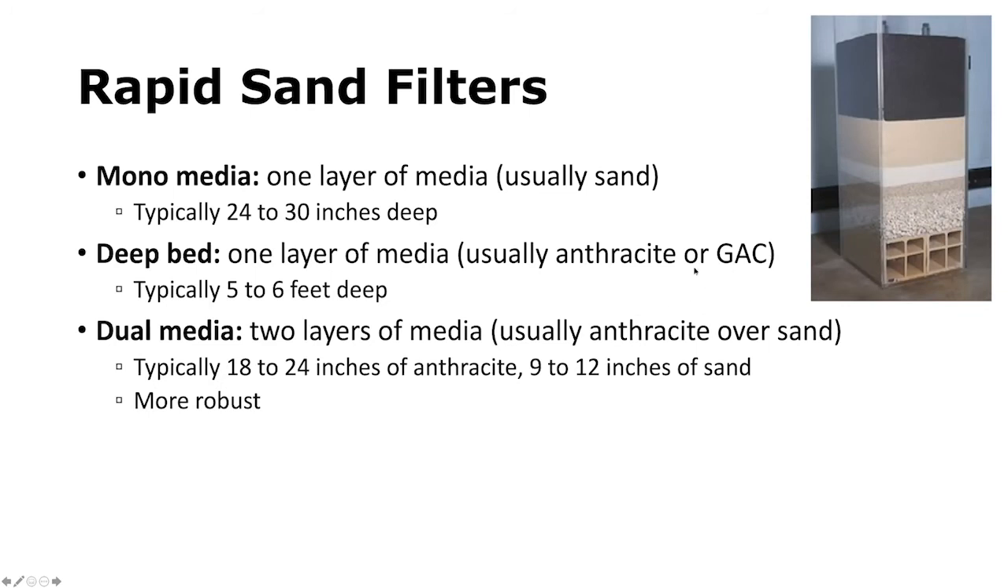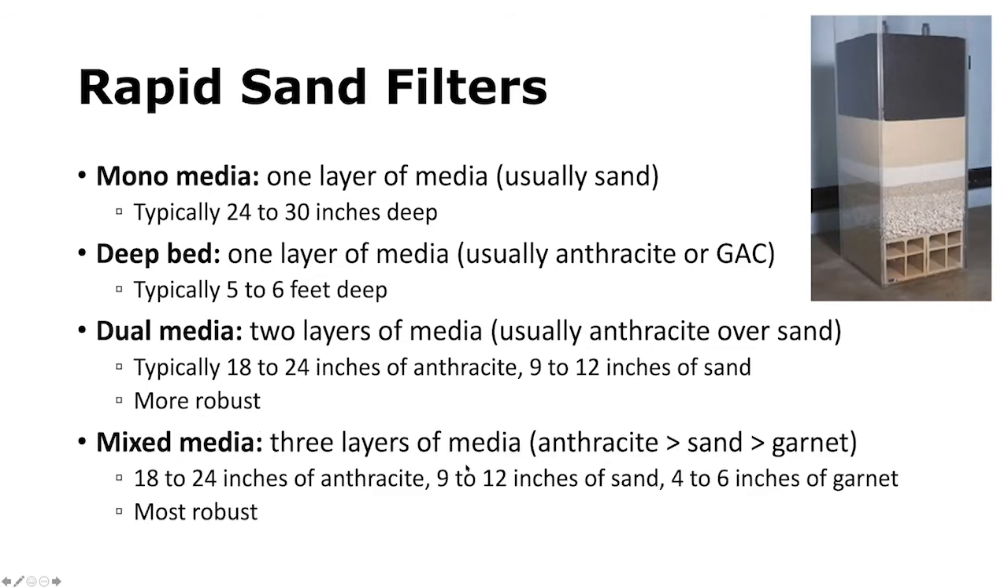Dual media filters use two different layers of media, which is usually anthracite over a layer of sand. They have dimensions that are typically 18 to 24 inches for anthracite, 9 to 12 inches for sand. These filters are more robust than the monomedia or deep bed filters. And then mixed media filters utilize typically 3 layers of media, anthracite over sand over garnet, and the ranges of the media diameters typically used with this type of filter are shown below. 18 to 24 inches of anthracite, 9 to 12 inches of sand, 4 to 6 inches of garnet. These are the most robust rapid sand filters.